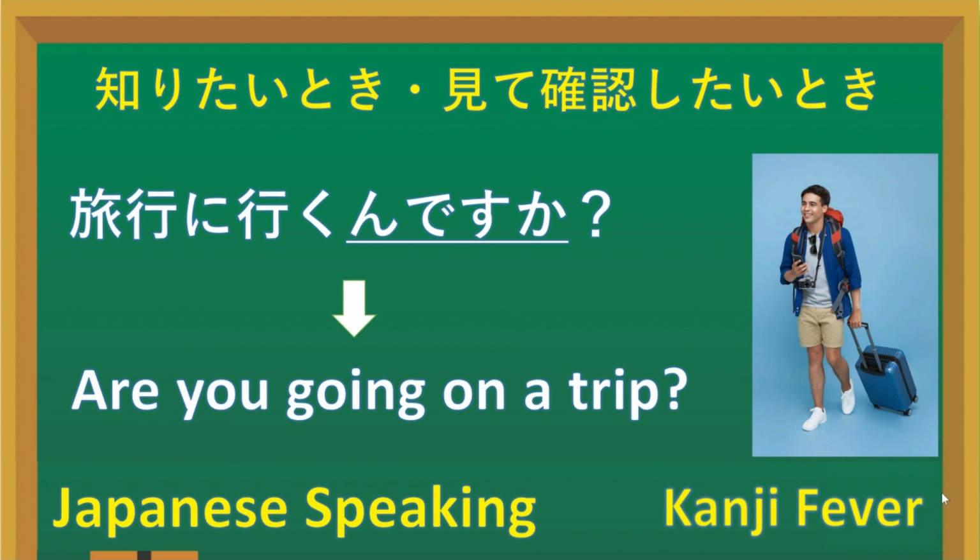どこに行くんですか? Again, if you follow the pattern, first is a dictionary form. So, 行く is a dictionary form. んですか means 行くんですか? Are you going on a trip? That's how we ask a question.